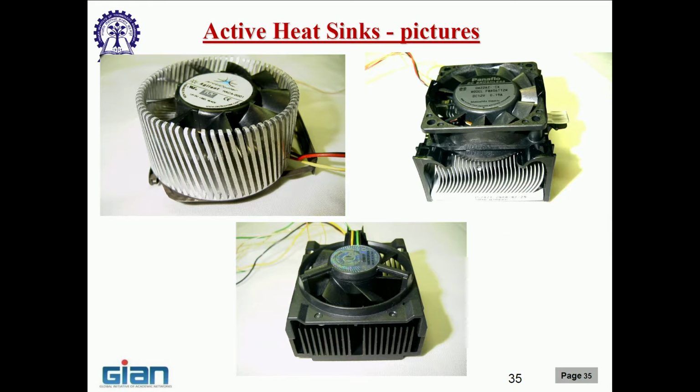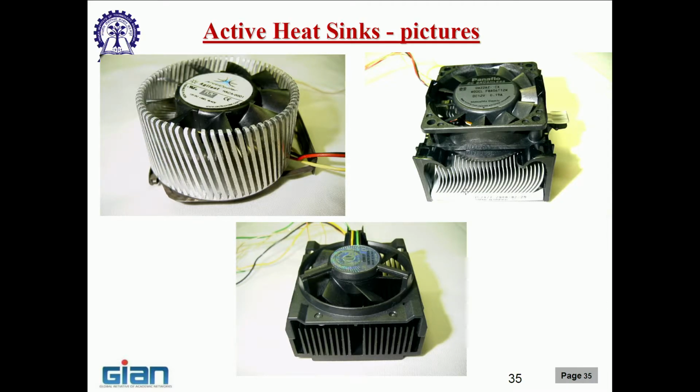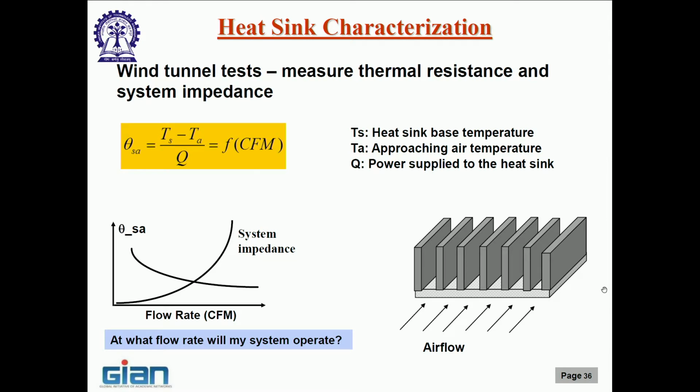Okay, this picture is interesting, you see how they have tried, your height was limited. So, I could not make the fins very tall, but I wanted higher surface area. So, see what they did, they bent it so that your overall Z height is reduced, but you have higher surface area. All right. Okay. So, some of these are called active heat sinks. Now, how do I characterize a heat sink?